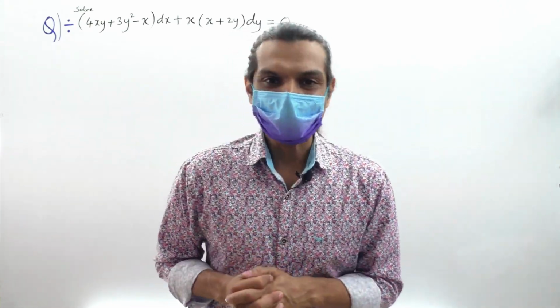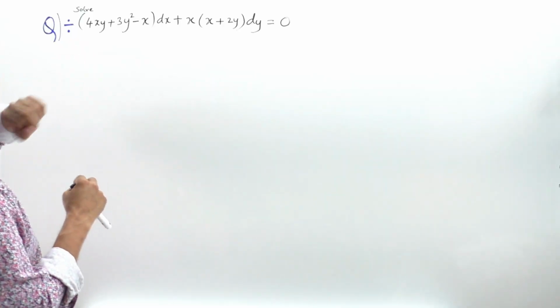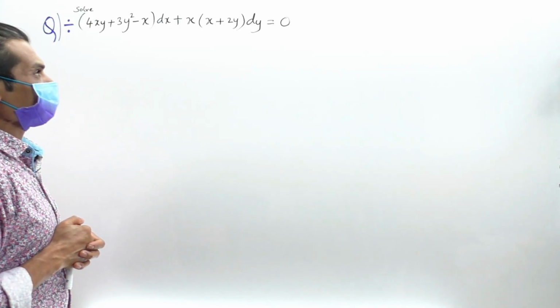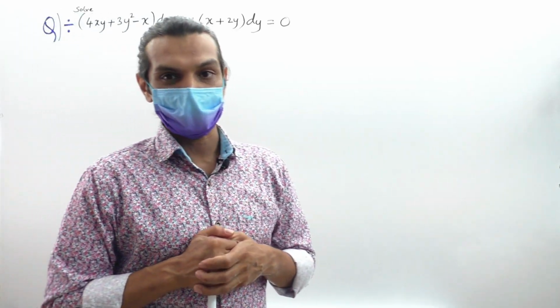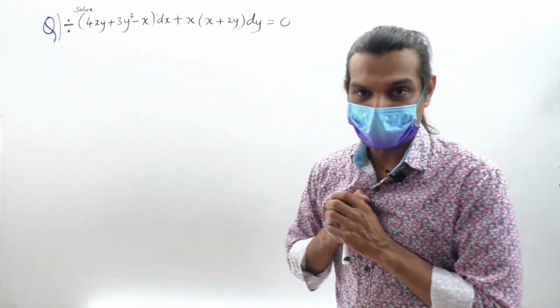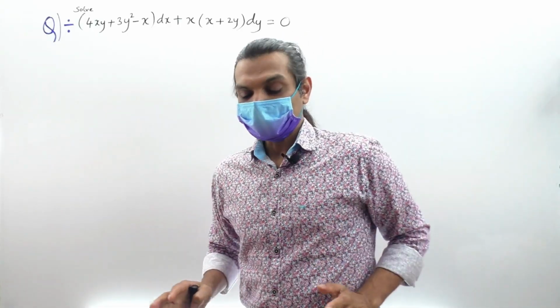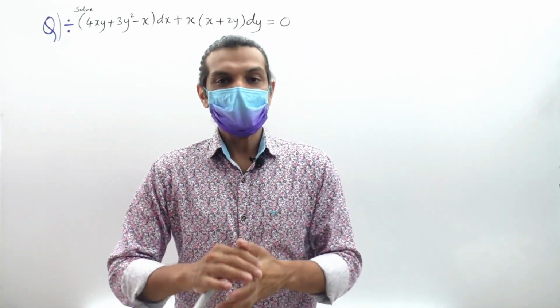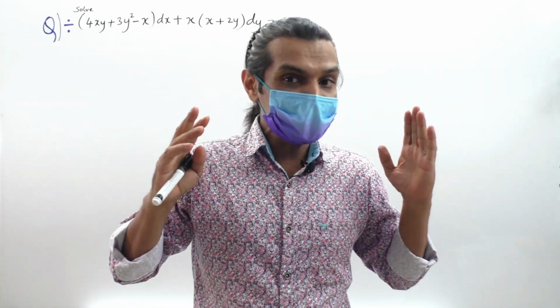Now, moving on to the problems. The first problem is solve (4xy + 3y² - x) dx + x(x + 2y) dy = 0. It looks like exact, M dx + N dy = 0, but I need to check. So, as in the previous video, what is the condition to check for exactness? ∂M/∂y = ∂N/∂x.